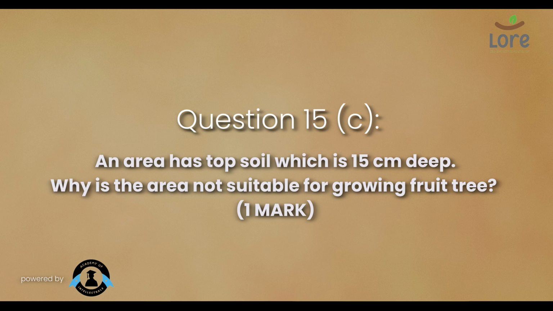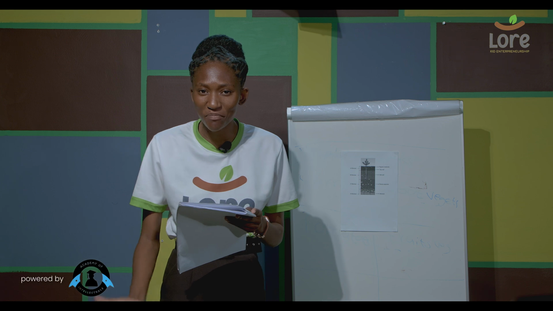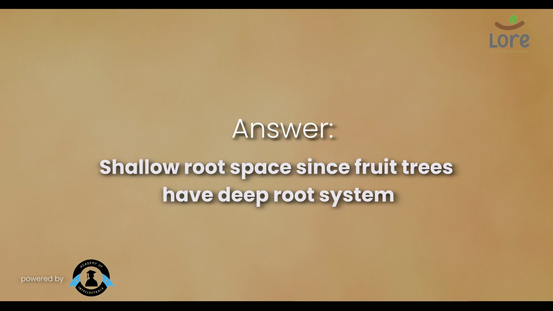Question C is saying an area has topsoil which is 15 centimeter deep. Why is the area not suitable for growing fruit tree? You have to pinpoint that fruit trees have deep roots that need more soil depth, more than 15 centimeter, for easy absorption of water and nutrients. Our answer is shallow root space, since fruit trees have a deep root system that needs more than 15 centimeter to grow.